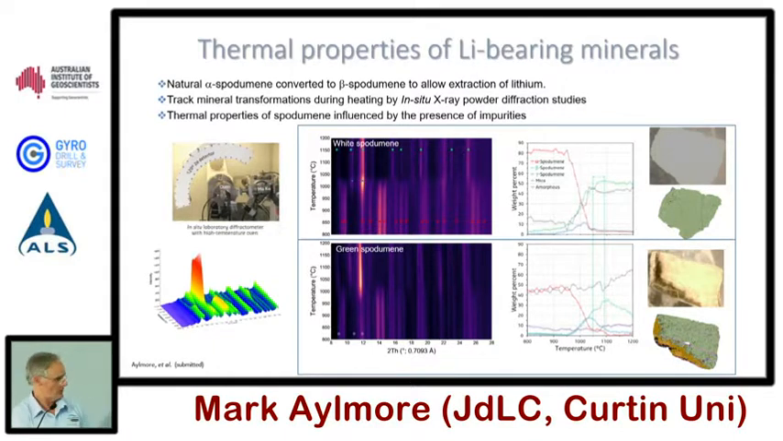So we can use our in situ X-ray diffraction instrumentation. Here is a plot of temperature versus the different X-ray diffraction patterns for two types of spodumene, a white spodumene and a green. The right-hand side shows a fairly clean spodumene, whereas the bottom one is a green spodumene with some impurities. The long and short of it is that the thermal properties are influenced very much by the presence of these impurities.